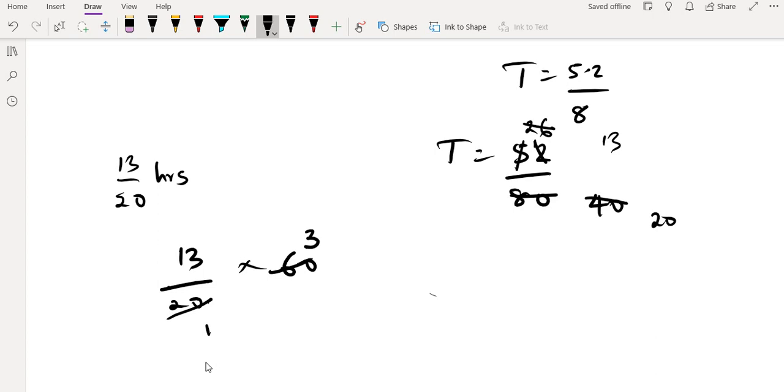So 20 into 60 is 3, right? So we're left with 13 times 3, which is 39 minutes.